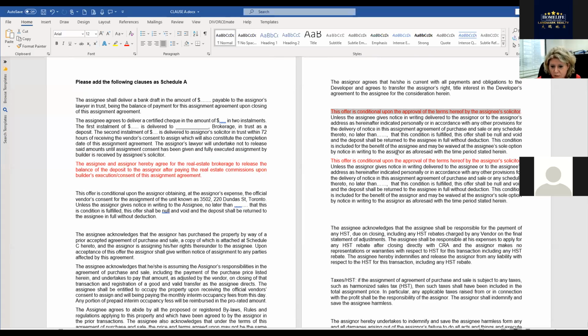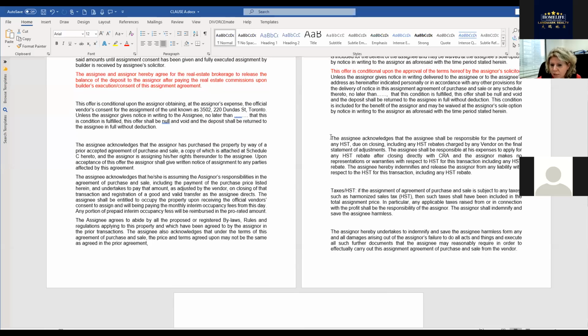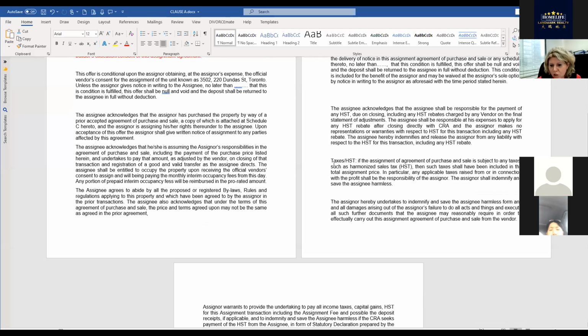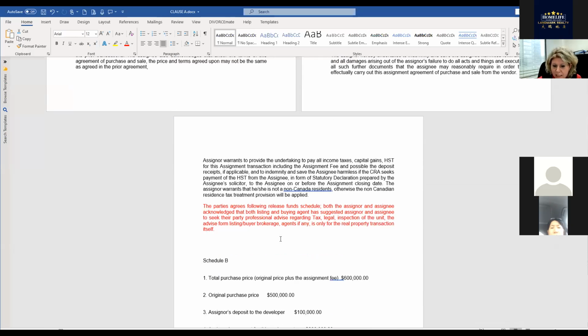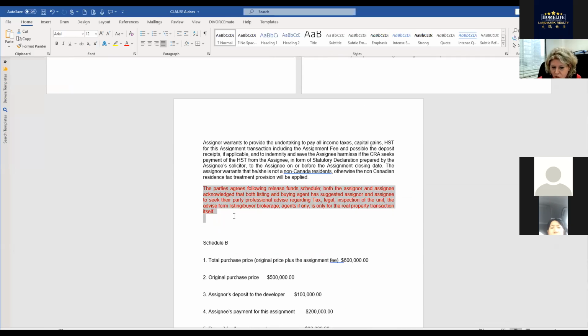This is an important clause for you. You want to inform the assignee that he is not going to get the rebate at the closing date, but he has to apply with CRA. And you want to be sure that the assignee shall pay the HST on the assignment fees. Whether you're right or not, the assignee is responsible. And you want to be sure there is an indemnification agreement for the assignor and the assignee. And especially this is a general clause important for you. The parties agree to release the funds, and the assignee acknowledges that the listing agent suggested to seek professional advice.